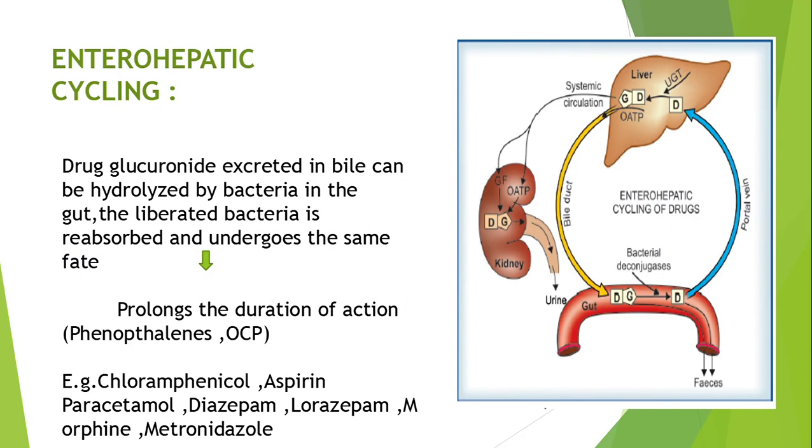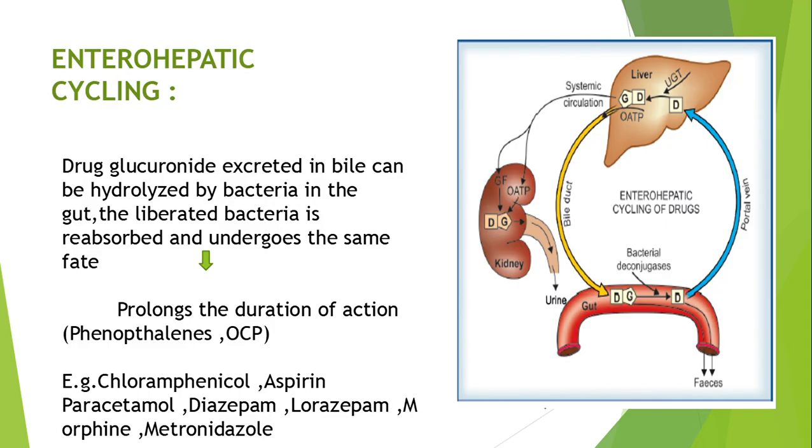Then enterohepatic cycling: drug glucuronide excreted in bile can be hydrolyzed by bacteria in the gut. The liberated drug is reabsorbed and undergoes the same fate. That prolongs the duration of action in the case of phenolphthalein and OCPs, oral contraceptive pills. Other examples are chloramphenicol, aspirin, paracetamol, diazepam, lorazepam, morphine, metronidazole.